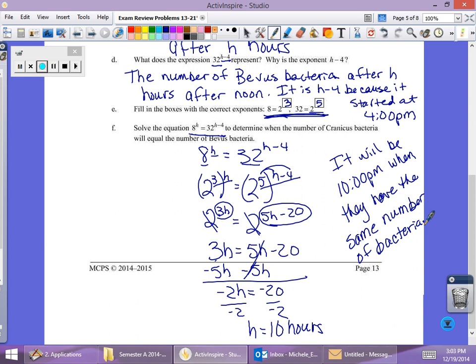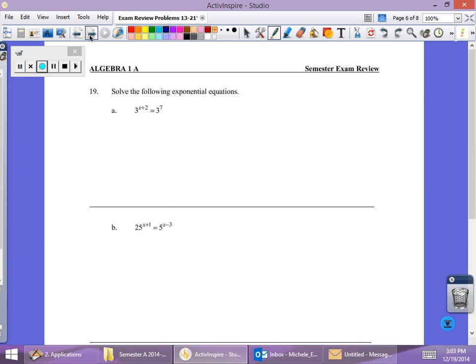All right, moving on to the next page, we're looking at problem 19 next. We have several of these same type of problems to solve where we need to make common bases and then set the exponents equal to each other. Problem 19, we already have common bases, so we can set the exponents equal to each other. So x plus 2 equals 7. To finish solving this, we simply subtract 2 from both sides. So x equals 5. Now remember, you can always go back and check this problem by plugging it in.